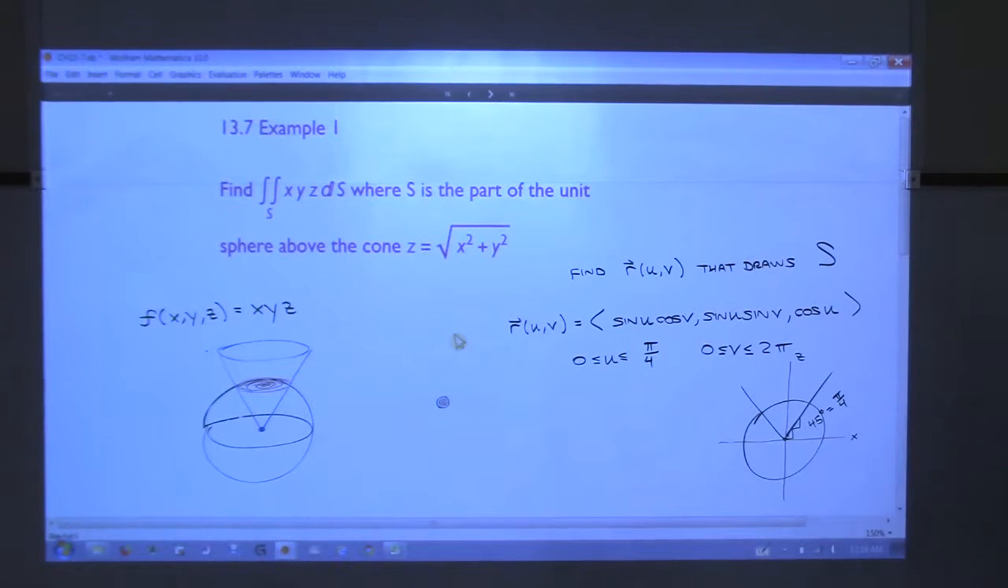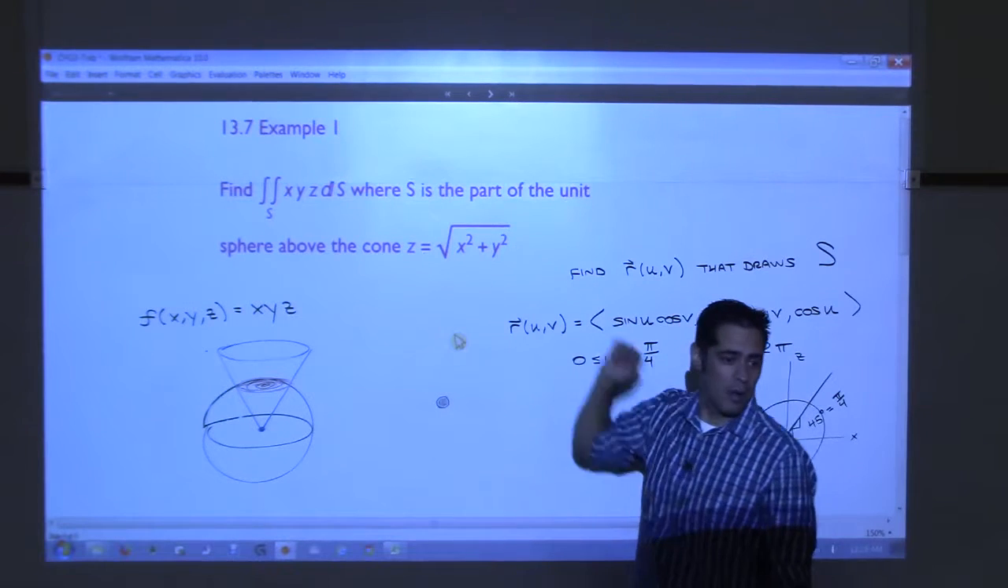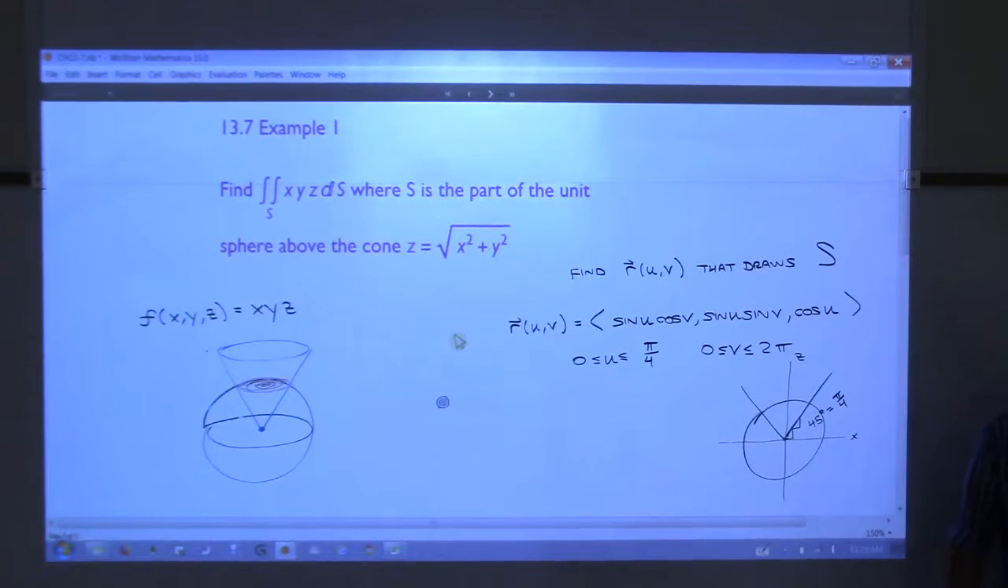Is it always going to be pi over 4? Well, if it's that cone on the unit sphere, yes. But if it was a different cone, like if you change this to 2x squared plus y squared, then it would be different. And then you would have to do a little bit more geometry to try and recover the angle.